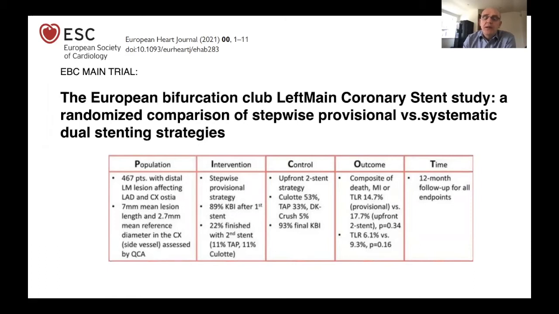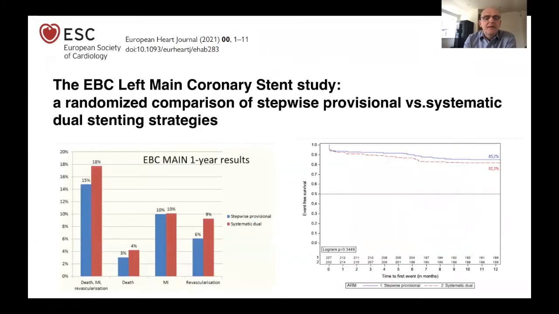When we look at what the two-stent strategy was, Culotte was used in 53%, TAP in 33%, and DK-Crush in only 5%. 93% had a final kissing balloon inflation. And the outcome was a composite of death, MI, or TLR, with a 12-month outcome. And these are the main results. And as you know, it shows comparable outcomes for the two strategies, either stepwise provisional or systematic dual.